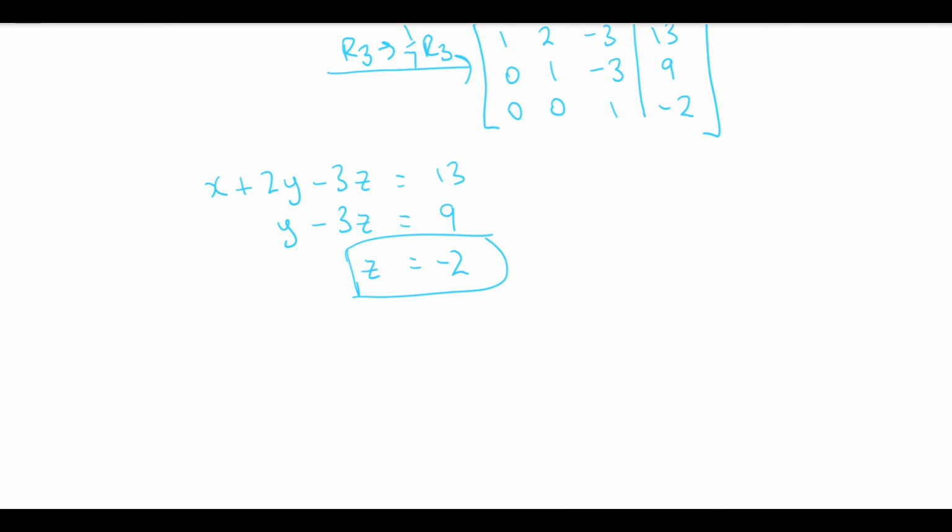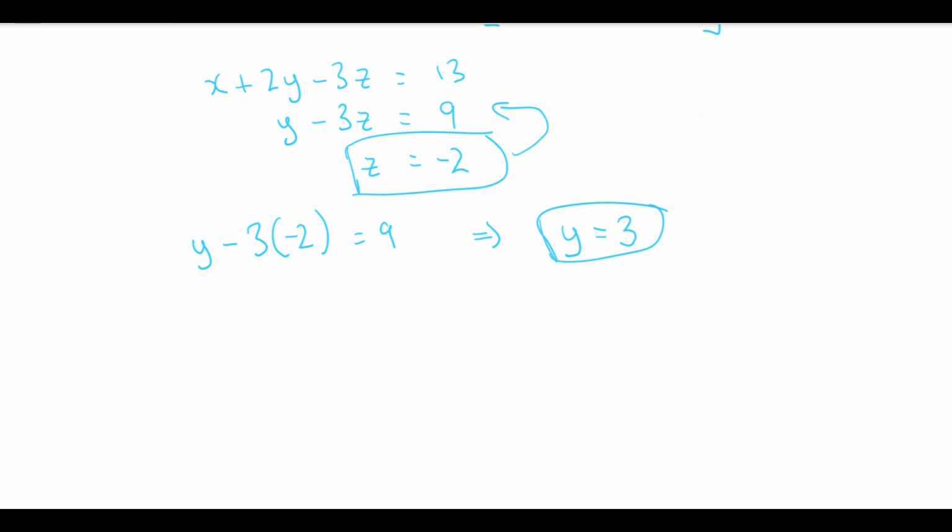So we're going to take this solution for z, sub it into the previous equation. Y minus 3, our solution for z was -2 equals 9. -3 times -2 is +6. If we bring +6 across, it becomes -6. 9 minus 6 is 3. So y equals 3 is our solution for this.